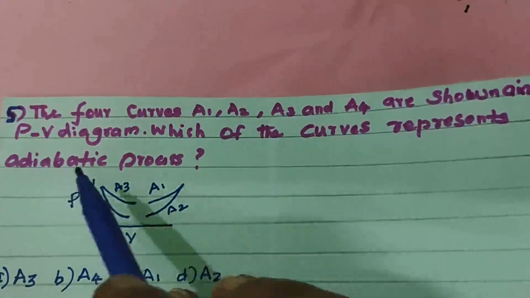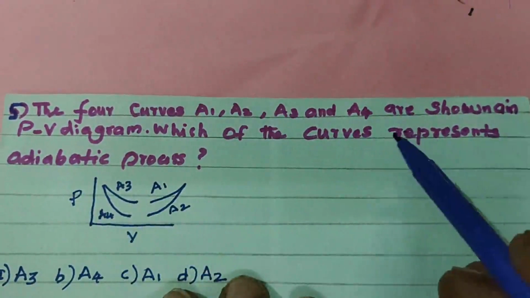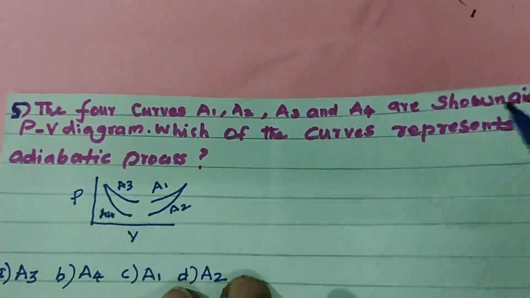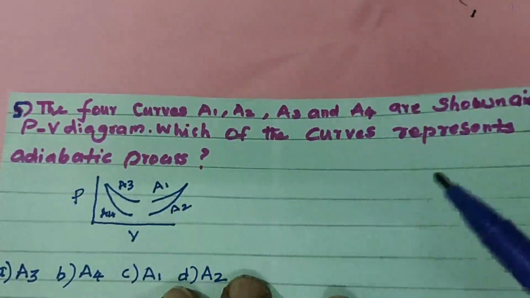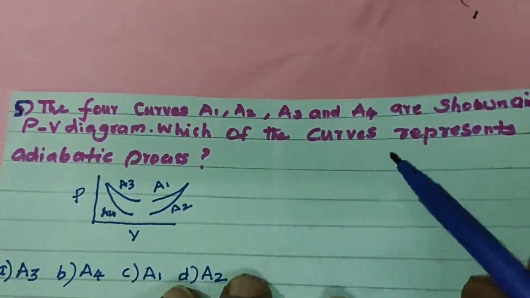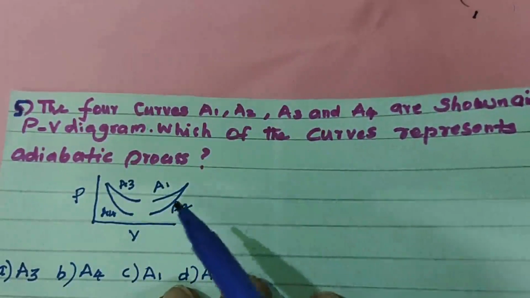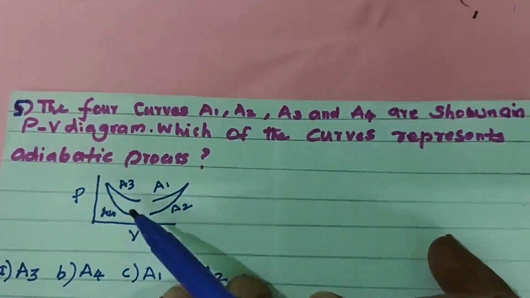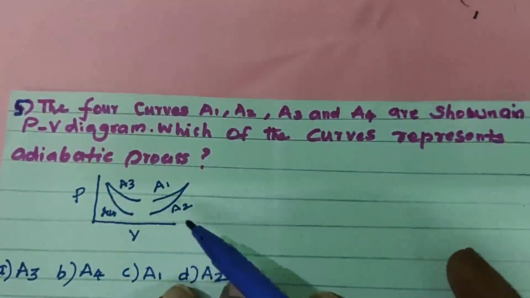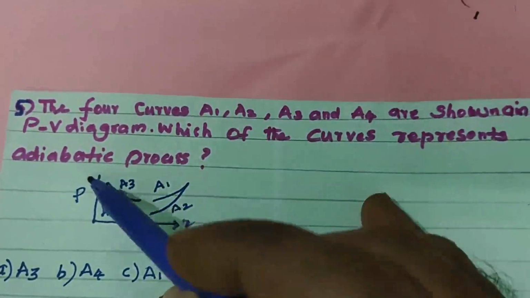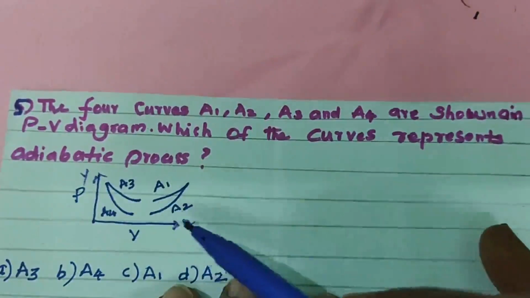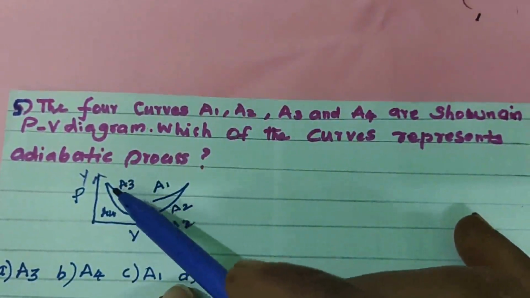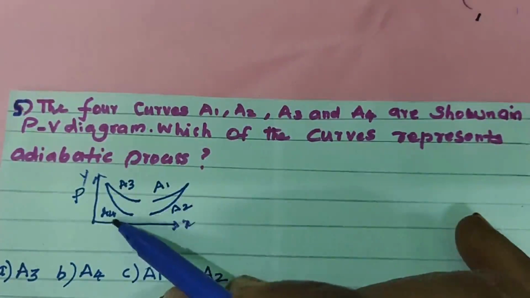Then the four curves A1, A2, A3 and A4 are shown in a PV diagram. Which one of the curves represents the adiabatic process? So we know adiabatic means Q is equal to 0. The important condition is that the curve approaches both the X and Y axis. X axis is volume, Y axis is pressure. Of these curves, the one that approaches most closely is the A4 curve, not the A3 curve.